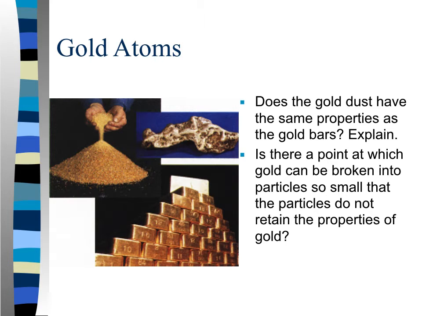Okay, so you just finished up the assignment on the history of the atomic theory. So now let's just talk a little bit about the actual atoms. If you look at these three pictures of gold, you have one that's gold dust, one that's gold bars, and the other is just a piece of raw gold. Okay, gold. Do each of these have the same properties as each other?